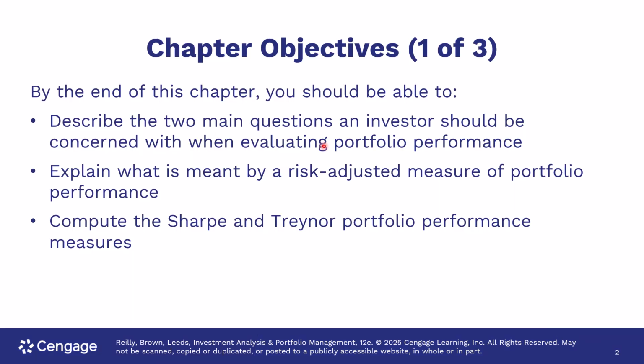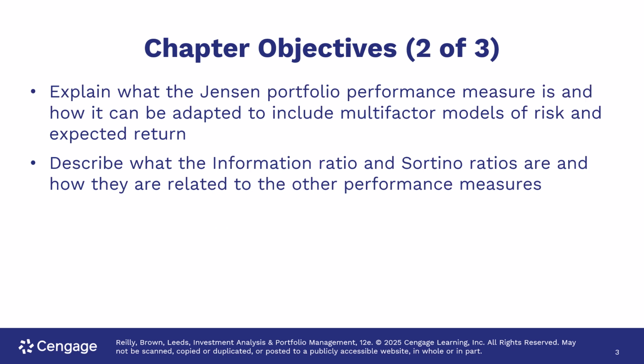We'll talk about the two main questions that investors should be concerned with whenever they evaluate their portfolio. We'll explain what it means to say that something is a risk-adjusted measure of performance. We're going to talk about the Sharpe ratio, the Treynor ratio, as well as others. We're going to talk about the Jensen's alpha measure as a measure of portfolio performance. We'll also tie that directly to some of the asset pricing models that we learned about in previous chapters, like the APT, the Fama-French 3-factor model, 4-factor and 5-factor models.